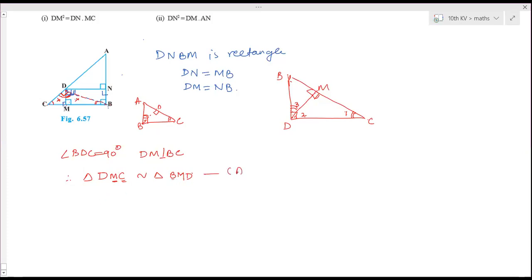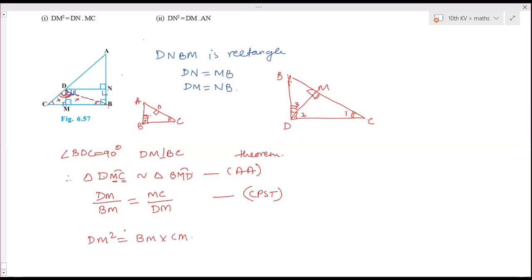Then take the ratios. These are similar by AA, or you write according to the theorem. Then take the ratio: DM, the first two letters, divided by the first two letters of the second triangle, BM, is equal to MC, the second and third letters, divided by the second and third letters, MD. We need DM, then cross multiply. This is by CPST. DM square is equal to BM into CM.